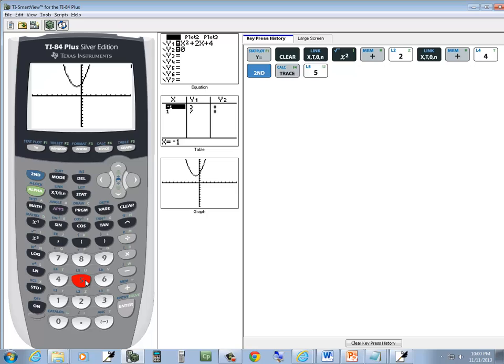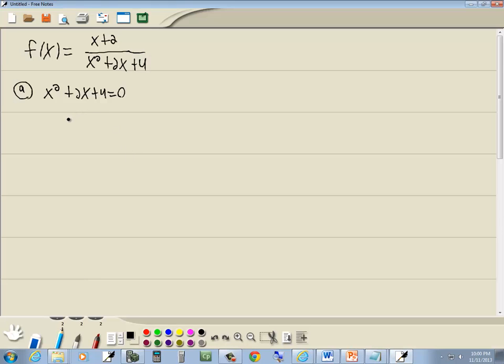Now our answers are where the graph crosses the x-axis or touches it. Well, this obviously doesn't touch it or cross it, so that means that there are no values that cause that to be true. Well, if there are no values, then it's by default negative infinity to positive infinity. That's our domain.